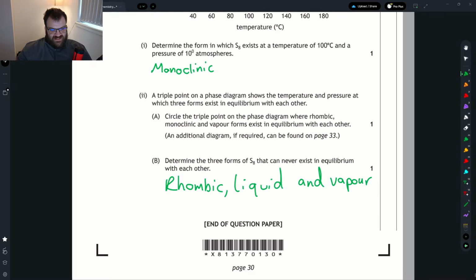And that brings us to the end of the paper. That's how I'd approach each of the questions.